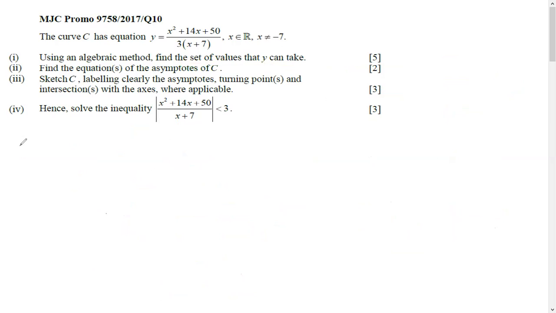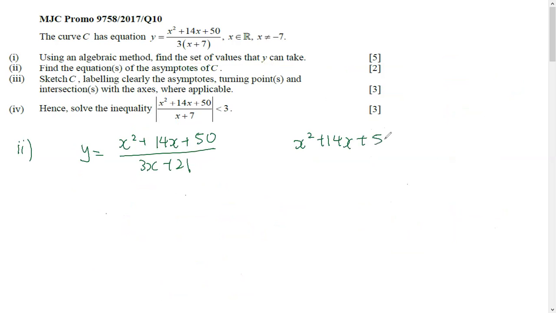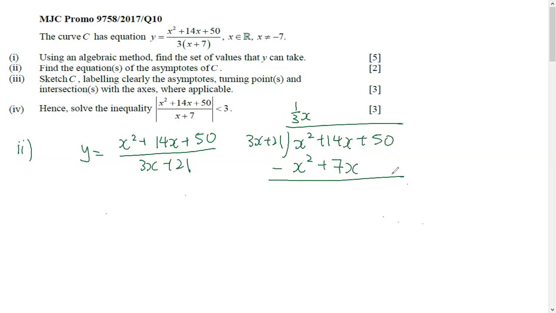Okay, next for part 2, we are asked to find the equations of asymptote. To find the equation of asymptotes, of course, standard step, we must do long division. So long division, x squared plus 14x plus 50 divided by 3x plus 21. To eliminate the x squared, put 1/3 x here. So this will be x squared plus 1/3 x times 21 will be 7x.